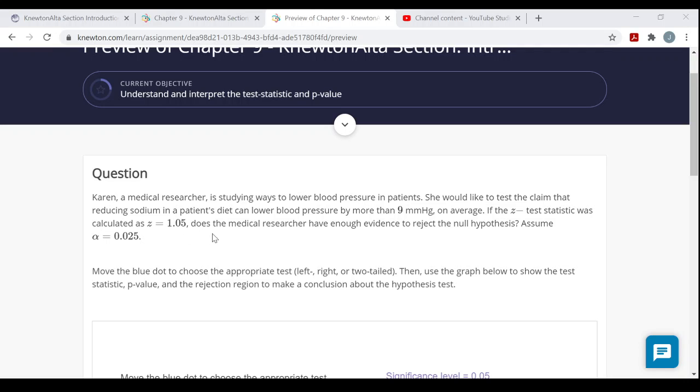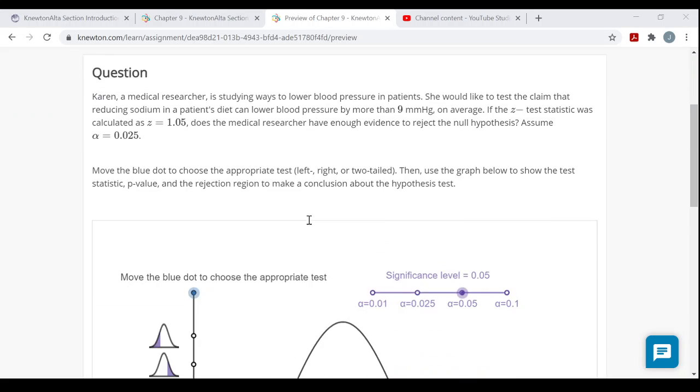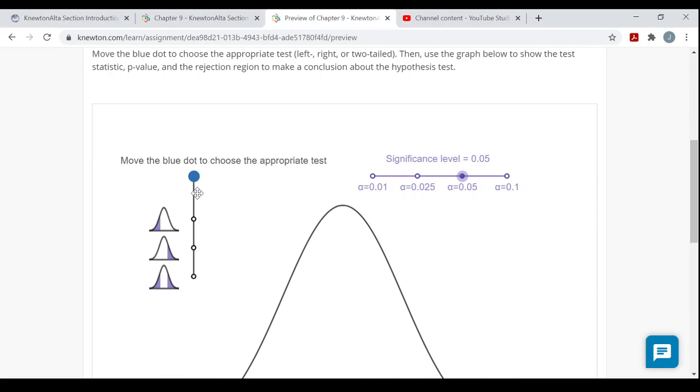Now the question is, does the medical researcher have enough evidence to reject the null hypothesis, assuming that alpha is 2.5% here? Alpha is 0.025. So what's the claim? The claim is that the average reduction of this blood pressure is by more than 9 millimeters of mercury. So mu is greater than 9. This is a right-tailed test, because mu is greater than 9. That would be the alternative hypothesis.